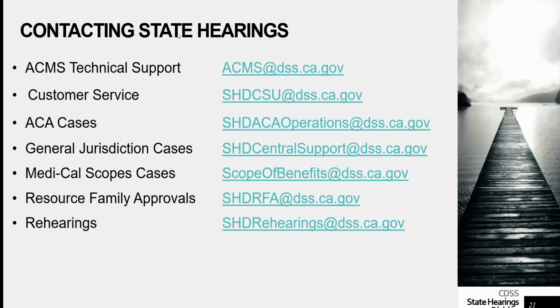Now, there are several different ways to contact State Hearings. Of course, ACMS technical support is at acms@dss.ca.gov. For customer service for any of your pre-hearing requests, there's their email address. If you want to get in touch with any specific teams, like the ACA team, general jurisdiction, the scopes folks, or RFA, there are different email addresses for them, and then rehearings.